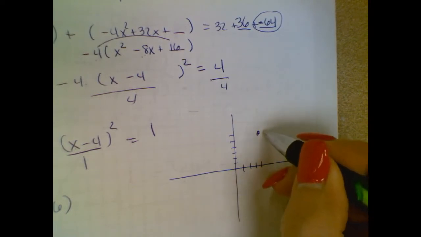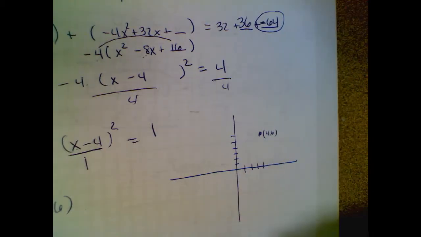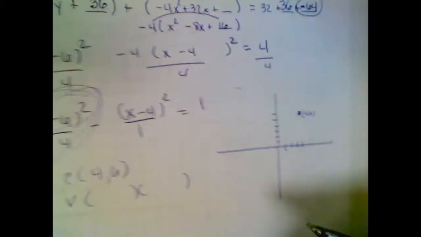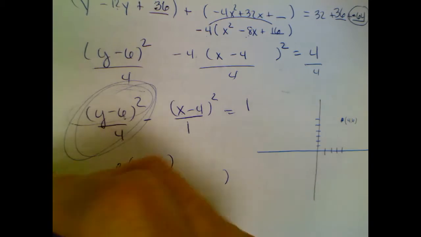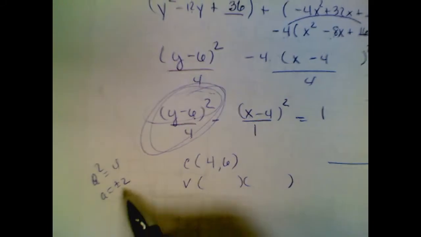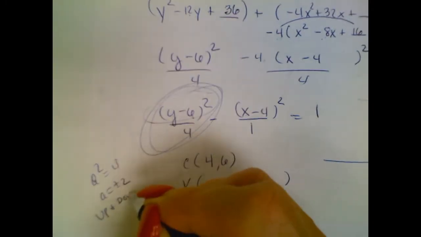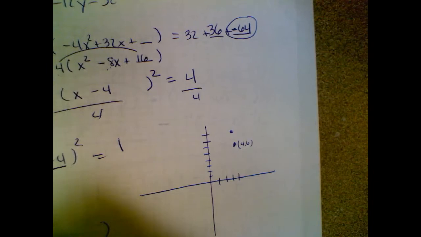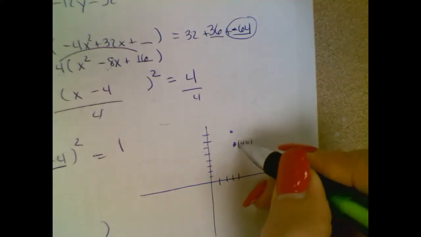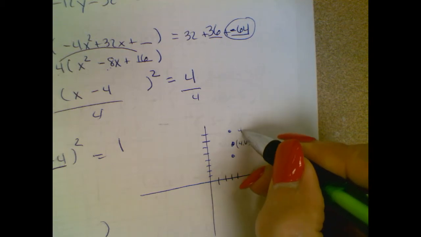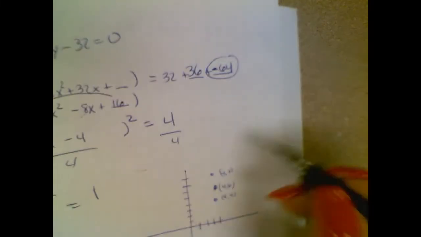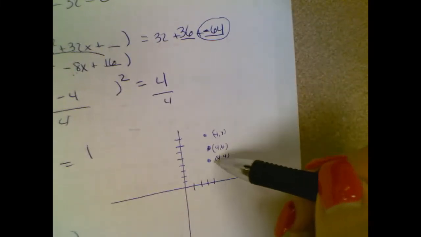4, 6 is right here, and that is your center. Now, vertices, again, there's only 2, and they have to do with this term right here. So a squared is 4. So a is plus or minus 2, and we're going up and down. We're going up and down 2 because it's under y. So from here, we're going to go up 2, and that's 4, 8. And we're going to go down 2. So 4, 8, and 4, 4. So your hyperbola is going to open from the 4, 8 and the 4, 4.